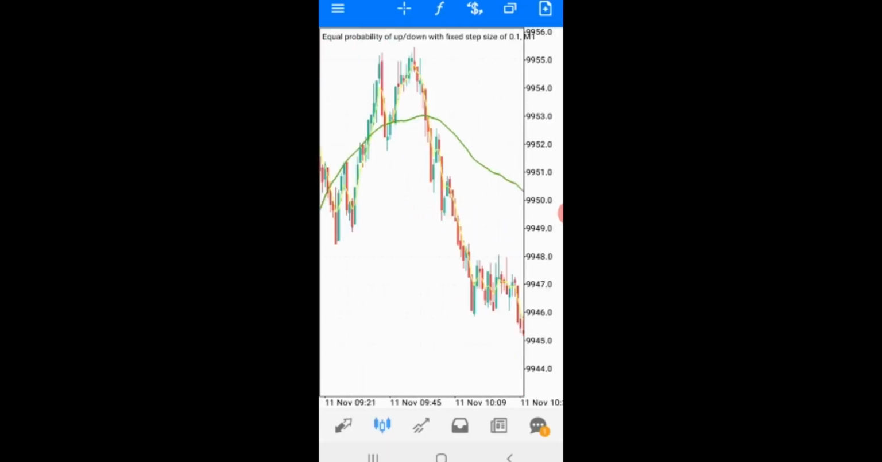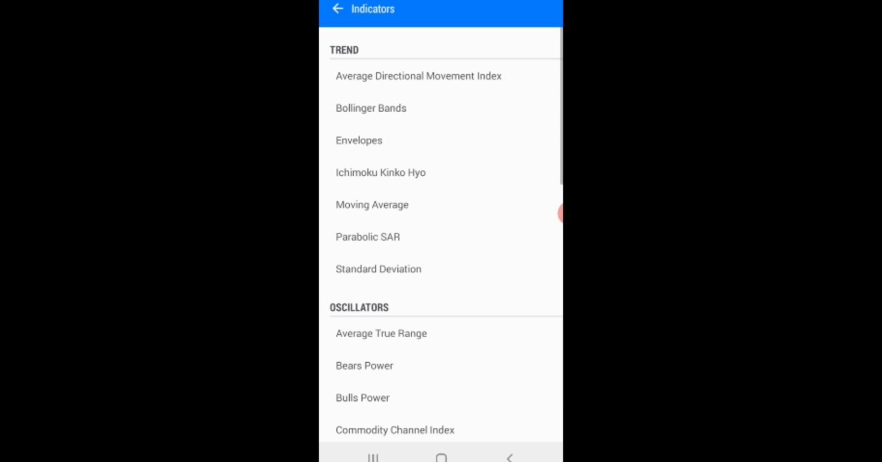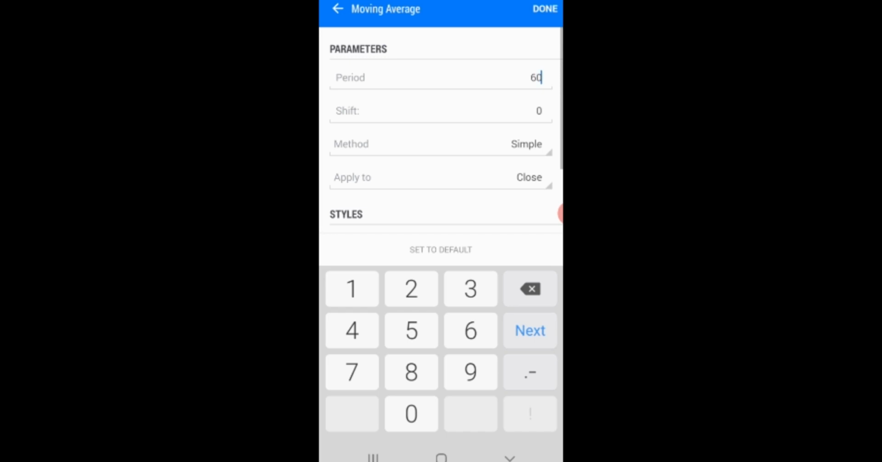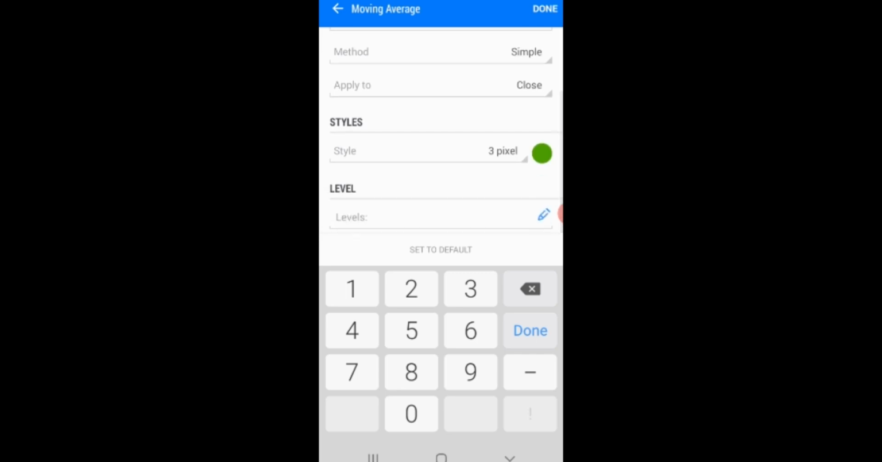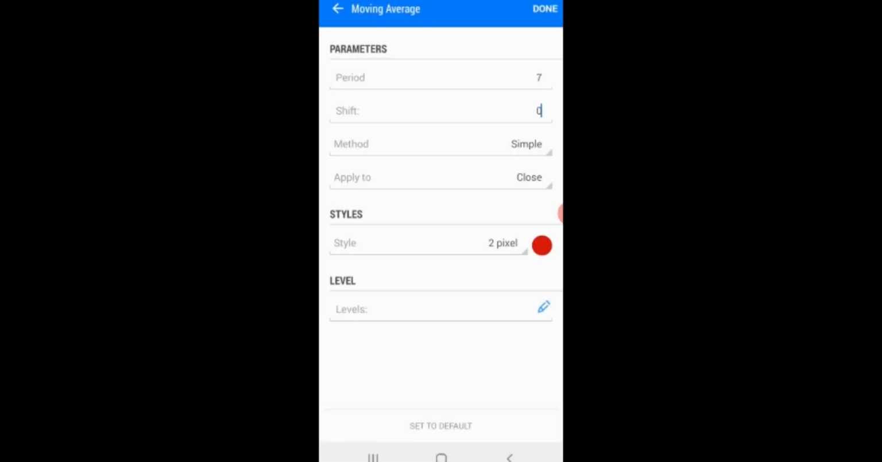Okay, so next, we are going to take another moving average. This strategy works well, so just follow it well and understand. This time we're using period 7 for the moving average. Period 7, shift 0, simple. Apply to close as well, but this time we are using 2 pixel. We change the color to, let's take red. So this is it.